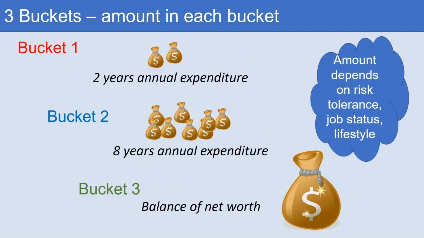Also, if all your risky assets fail, you still have the safe assets in bucket 2. The amount you allocate to each bucket will depend on your risk tolerance and lifestyle. The example shows my own asset allocation plan, where the amounts in bucket 1 and 2 are in terms of my annual expenditure. The balance of my net worth is in bucket 3.